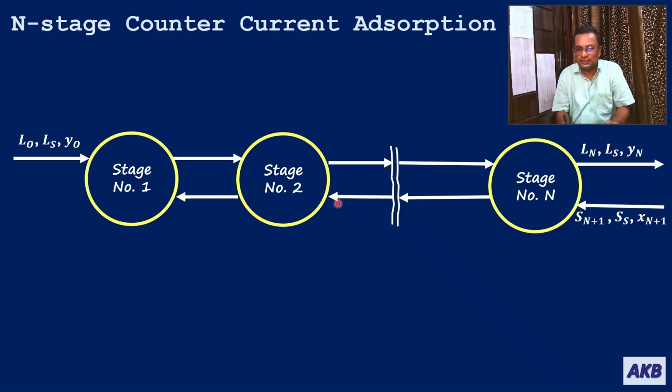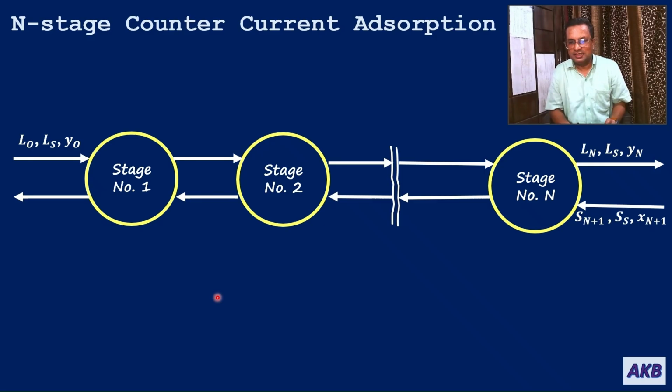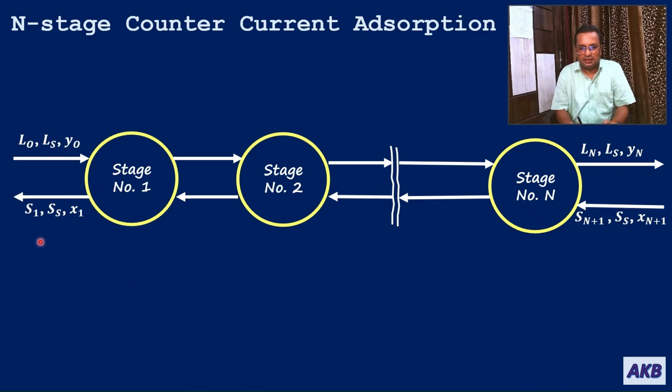And then the adsorbent phase will flow through various stages in the cascade. It will flow in a countercurrent manner. It will flow countercurrent to the flow of the liquid phase, and that's why you have multi-stage countercurrent adsorption, where there are multiple stages in the cascade and the two phases are flowing countercurrent to each other. So the adsorbent phase that comes out of the operation will be identified by these parameters.